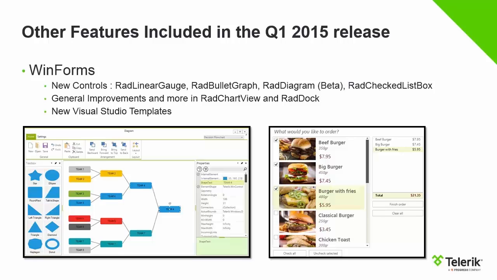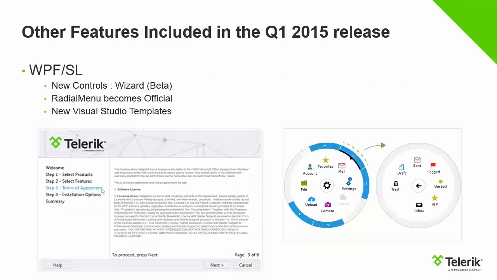We've also added new Visual Studio templates that help you jumpstart project development inspired by Microsoft Word and Outlook. WPF and Silverlight has added a brand new wizard control in its beta version. This is the component that will facilitate complex data entries by breaking them down into easy step-by-step UI for your end users. Rad Radial Menu appears as a contextual menu, popping in a circular form and containing multiple levels of items grouped by purpose. Just like WinForms, we've added new Visual Studio templates that help you jumpstart project development.